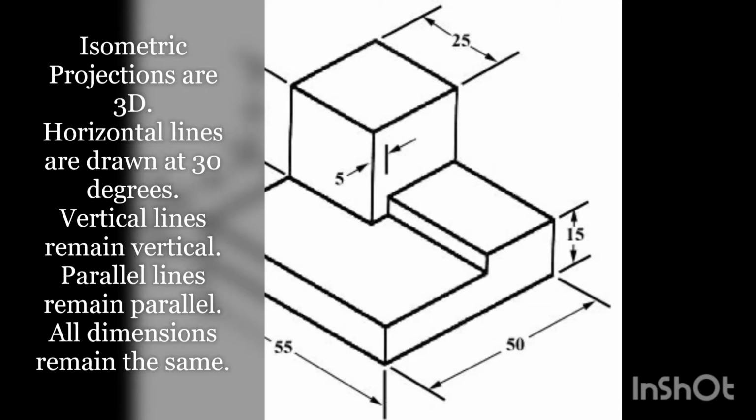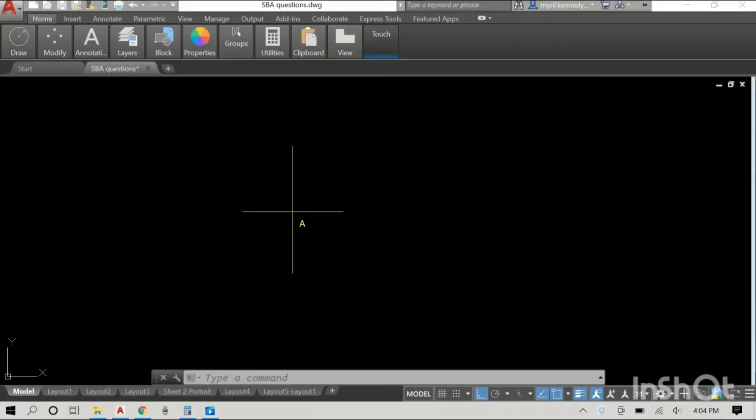So if you look at the drawing here, you will see that the baseline measuring 50 and the other one measuring 55, they are drawn at 30-degree angles as opposed to being fully horizontal. All the vertical lines are the same and all the parallel lines are the same. This is what the typical isometric drawing will look like.